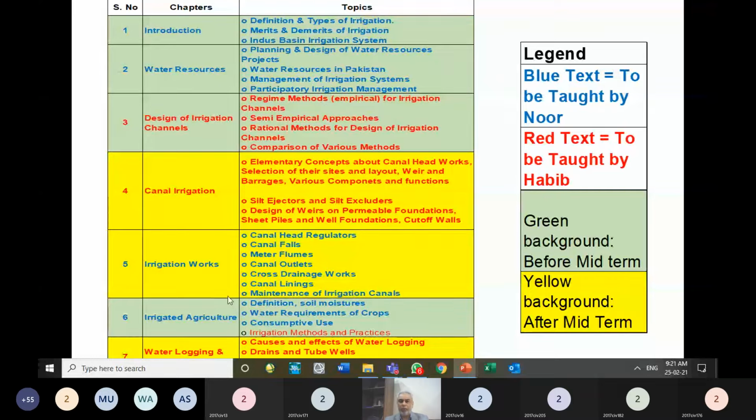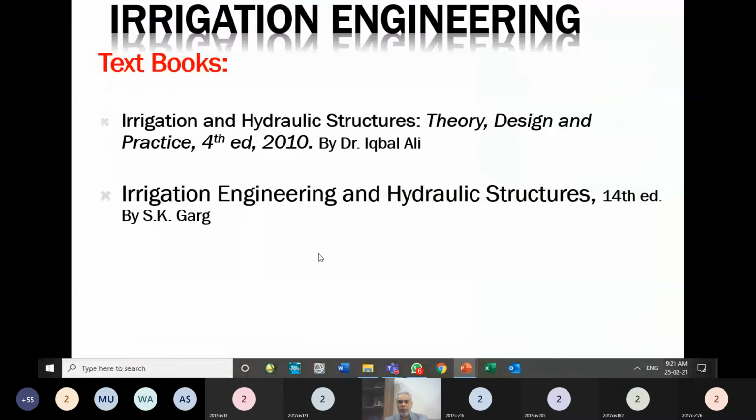And we will be telling you different layouts for the drains. Drain design is similar to the design of the channels, but the layout will be informed to you in this part. So who will be covering what part is shown by the color of the text. I have been assigned the duty to cover introduction, water resources, irrigation works, irrigated agriculture. Habib Sahab will be taking care of design of irrigation channel, canal irrigation and water logging.